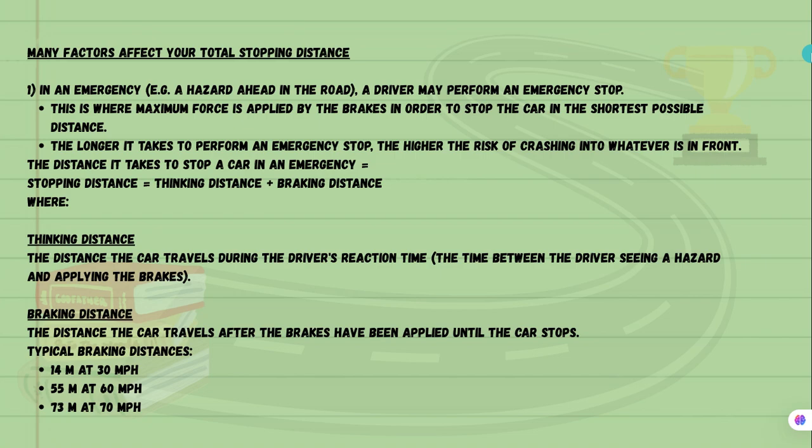Thinking distance is the distance the car travels during the driver's reaction time, the time between the driver seeing a hazard and applying the brakes. Braking distance is the distance the car travels after the brakes have been applied until the car stops. Typical braking distances: 14 meters at 30 miles per hour, 55 meters at 60 miles per hour, and 73 meters at 70 miles per hour.